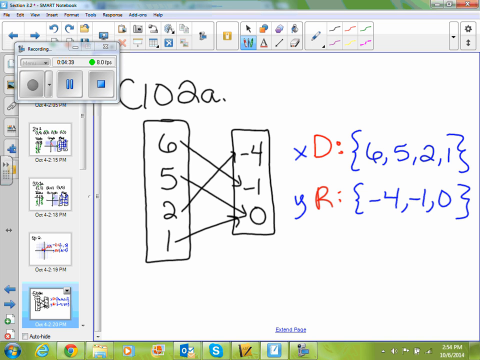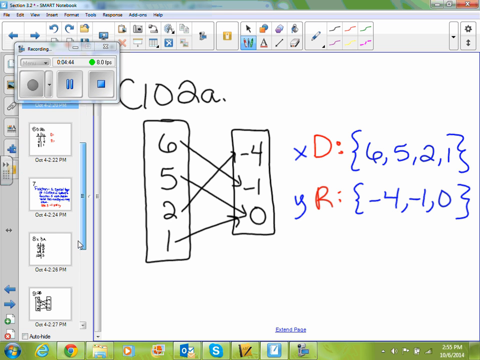Perfect, -4, -1, and 0. This one asks for domain and range, that's all it's asking for.